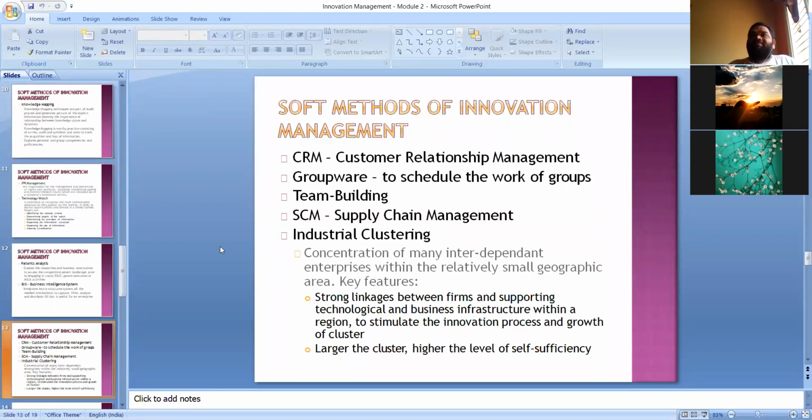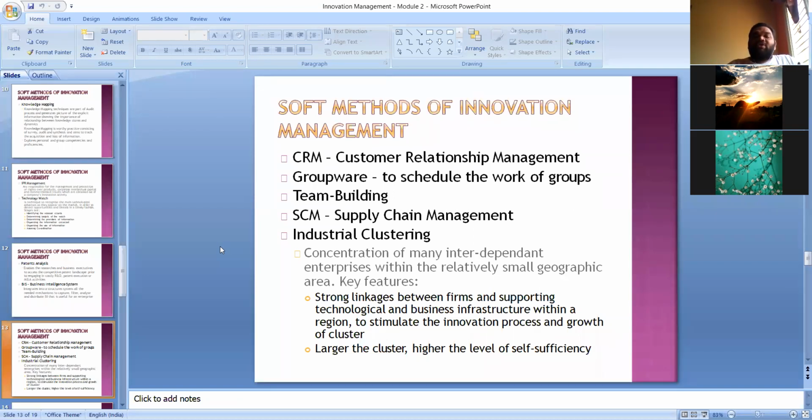For example, the car production industries depend on the tire industry, depend on the space industry, depend on steel. So what I mean to say here is these are the dependencies. Making that in a geographical area, we call it industrial clustering.